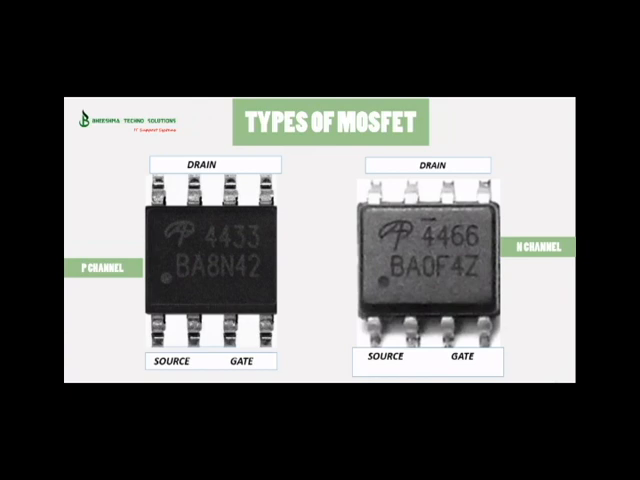To identify whether a MOSFET is P channel or N channel, just look at the number printed on the MOSFET. If the number ends with an odd number, that is 1, 3, 5, 7, then the MOSFET is a P-channel MOSFET. And if the number ends with an even number, that is 0, 2, 4, 6, 8, then that MOSFET is an N-channel MOSFET.